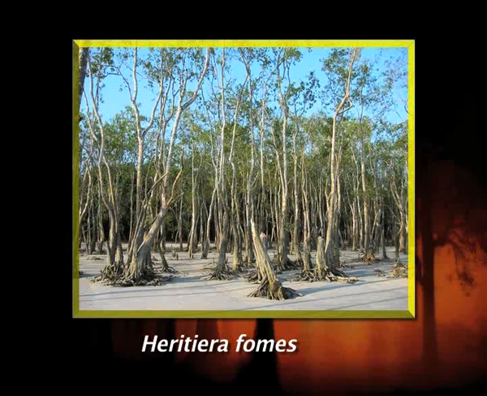Our next species is Heritiera fomes. Its wood is hard and tough. It's difficult to season and work. It is elastic and close-grained. It's strong and durable. These qualities make it well suited for boat building, piles, poles, tool handles, and carriage shafts.